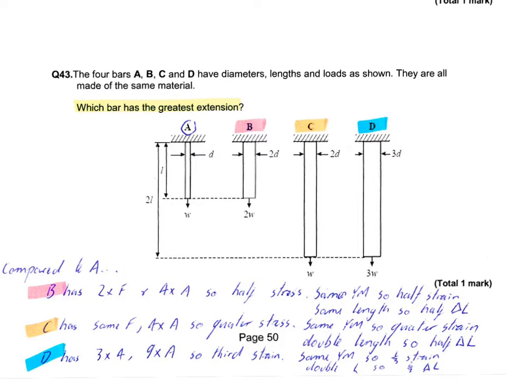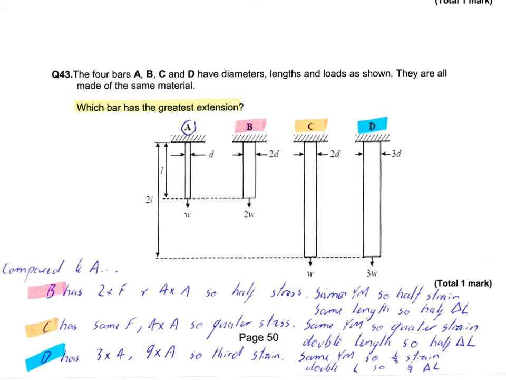So we've got these four different bars, A, B, C and D, and we're asked simply which has got the greatest extension. So what I did was compare everything to A. So if I compare B to A, B has got twice the force, and with twice the diameter it's got 4 times the area. Stress is force divided by area, so it's got half the stress that A has. Same Young modulus, so if it's got half the stress, it's got to have half the strain. Young's modulus is stress upon strain. And same original length, half the strain, it'll have half the extension that A has. So B will actually have half the extension of A.